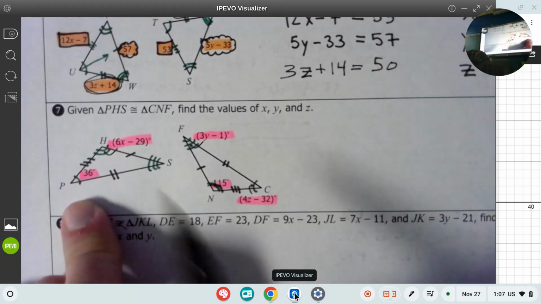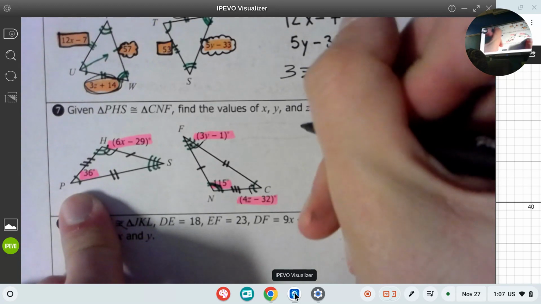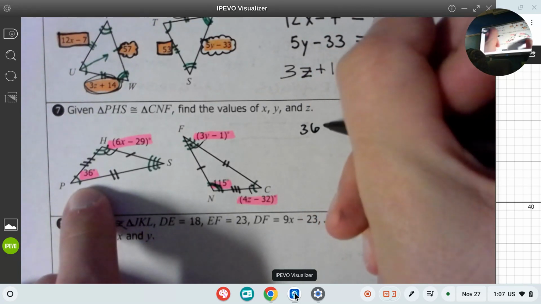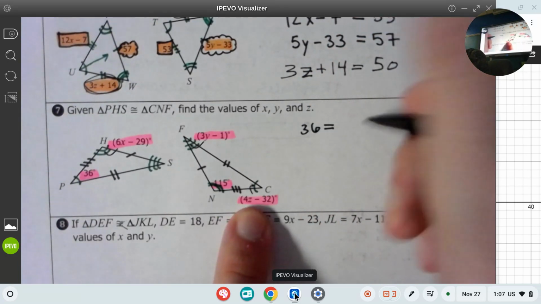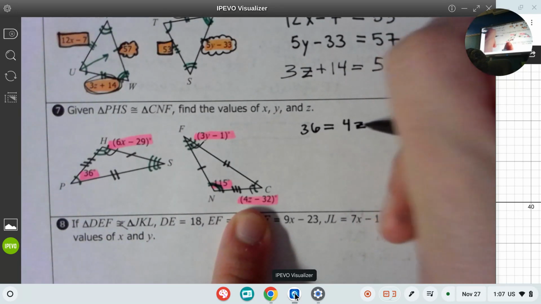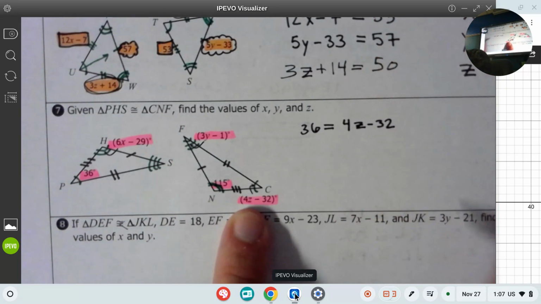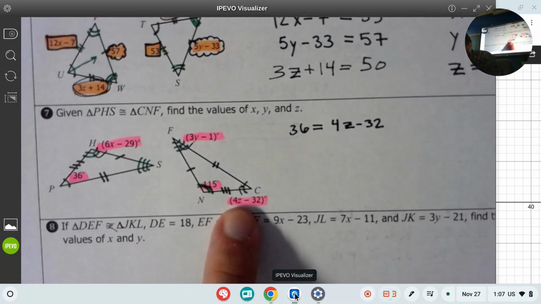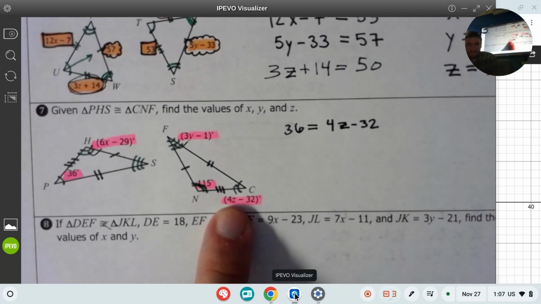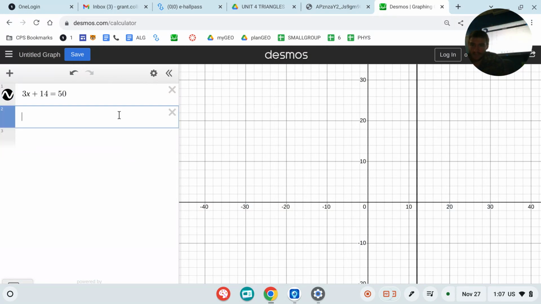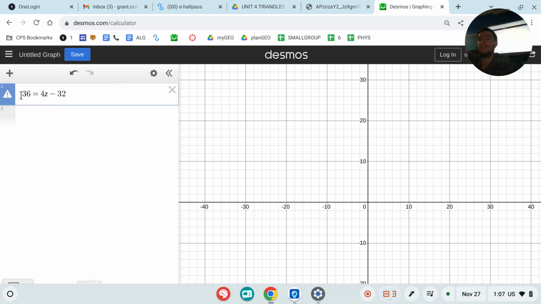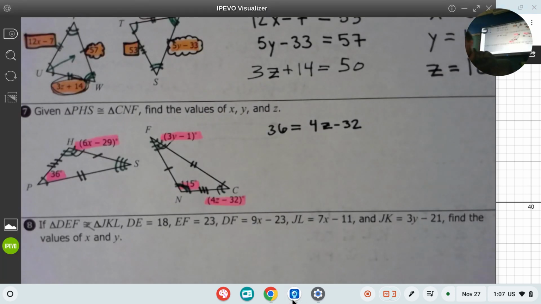Okay, if we go for the single one first, that's 36 equal to, and the single over here is 4z minus 32. All right, we can go to Desmos. We can do 36 equals 4z minus 32. We get an error message because we used a z, so I'll hit the backspace and put an x in there. 17, excellent. Z equals 17.